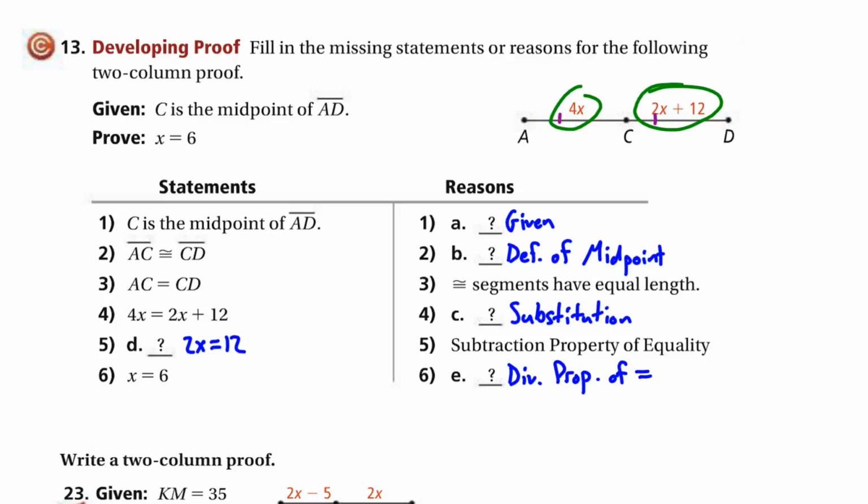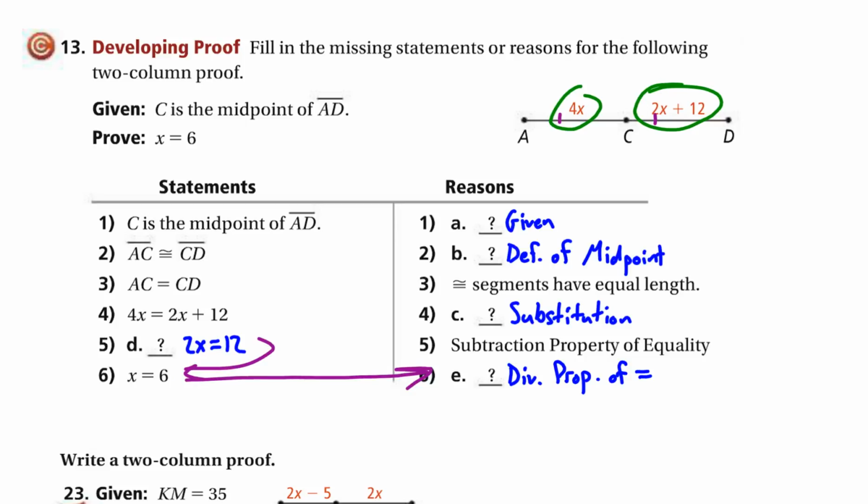From there, we just have to start solving this thing. With the equation down here, in order to solve this, I would subtract the 2x from each side. So I subtract the 2x, and then I say what I did, which was the subtraction property of equality. And then from there, in order to finish solving this, I have to divide each side by 2. So I divide each side by 2 and find out that x equals 6. And I state what I did, which was the division property of equality.